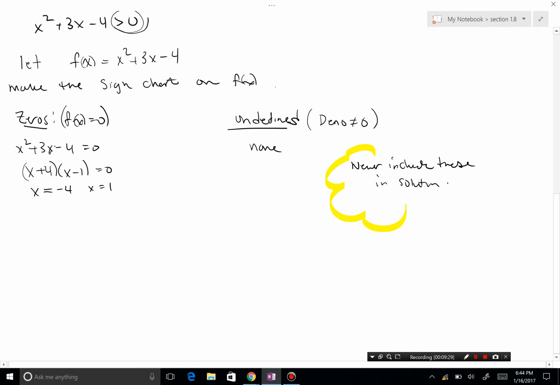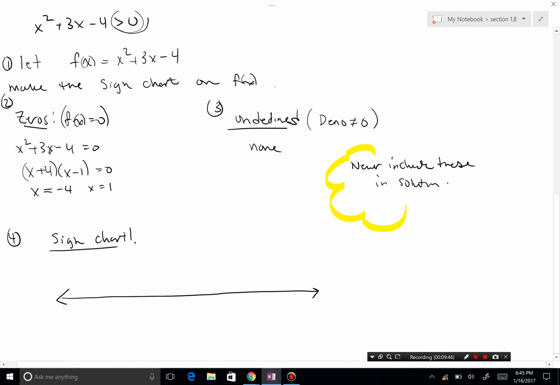So now what do you do? This is the first step, naming your function. Second step, third step, finding your zeros and your undefineds. And fourth step, we're going to make our sign chart. All right, here it comes. Draw a number line. Boom. Now, anything that's on this number line is good to go.